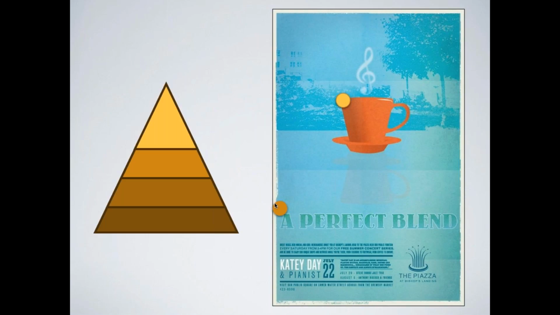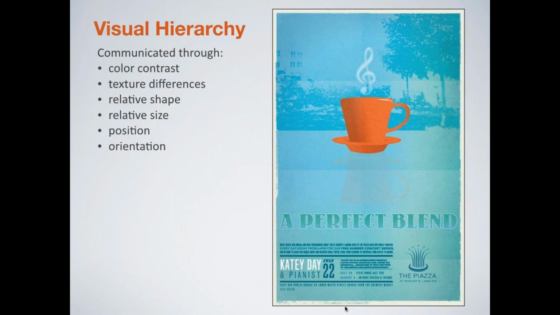So now we're going down the line in terms of visual hierarchy. We get to the smaller details, things that are still emphasized a bit, like Katie Day, the musician's name, which is contrasted so it stands out. And then getting down to the fine details. And the reflection helps as well. It makes it a little bit larger element as well.